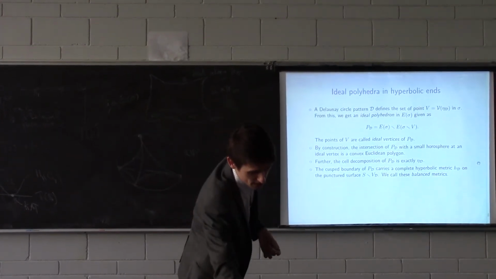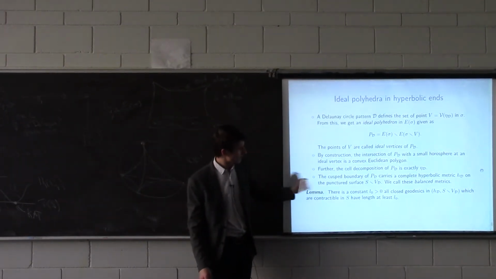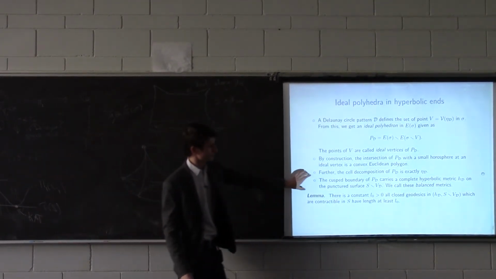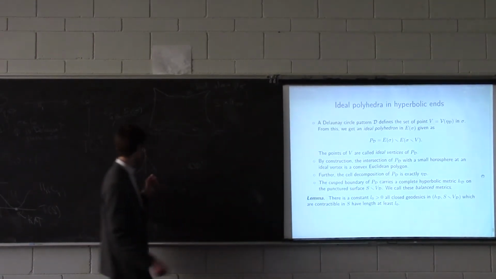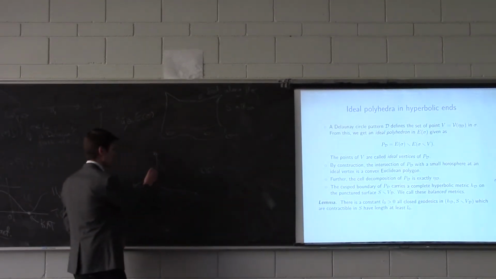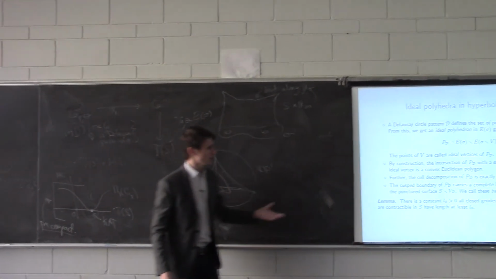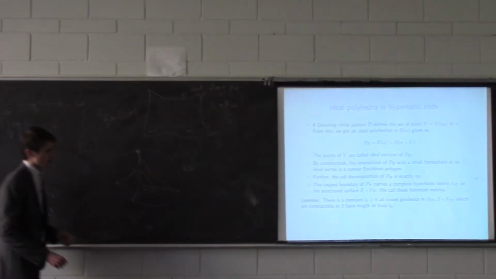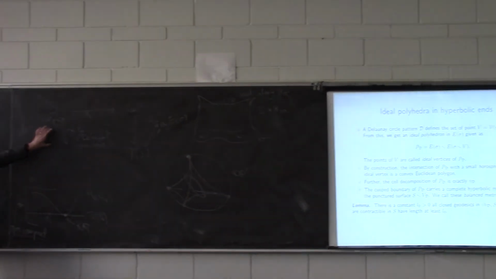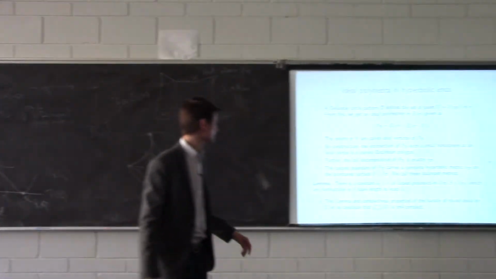But what's really nice about this is we can measure lengths. There is a constant L0 such that all closed geodesics in this cusp metric, so this hyperbolic metric on the boundary of your ideal polyhedron, which are contractible in S, so they go around like two vertices here, have to have length at least L naught. And this tells you that somehow the actual disks in the circle packing have to stay in a compact region. So that's kind of the last ingredient.